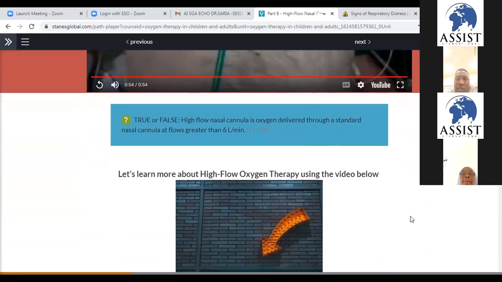So our next question, you have to tell me if it's true or false: high flow nasal cannula, we have seen the devices, is oxygen delivery through a standard nasal cannula at a flow greater than 6 liters per minute. When we are saying this is high flow nasal cannula, is it when we are using a standard nasal cannula at a flow greater than 6 liters per minute? Is it true or false? Just type in if it's true or false, please.